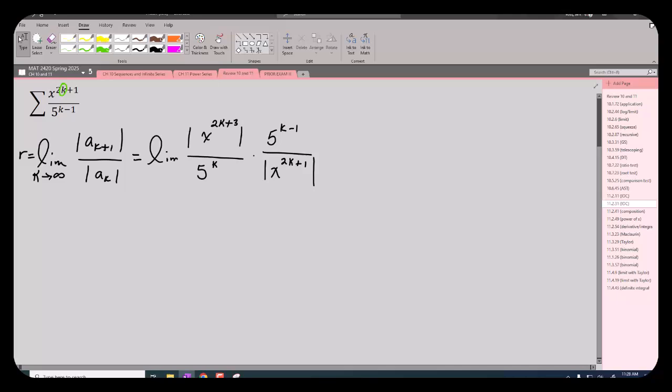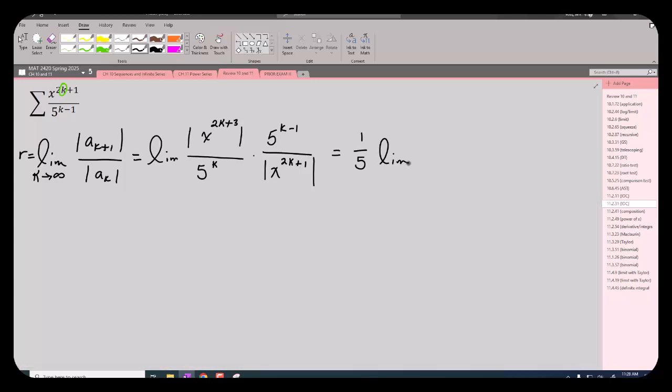All right, so looks like we have 1 extra 5 down below. So we can pull that 1/5 to the front if we like. There's no reason not to get it out of the way. How many more x's do we have in the numerator? 2. Everyone agree? 2k plus 3 is 2 more than 2k plus 1. So we have 2 x's in the numerator. We don't need the absolute value around an x squared. X squared is always non-negative. So we have that.